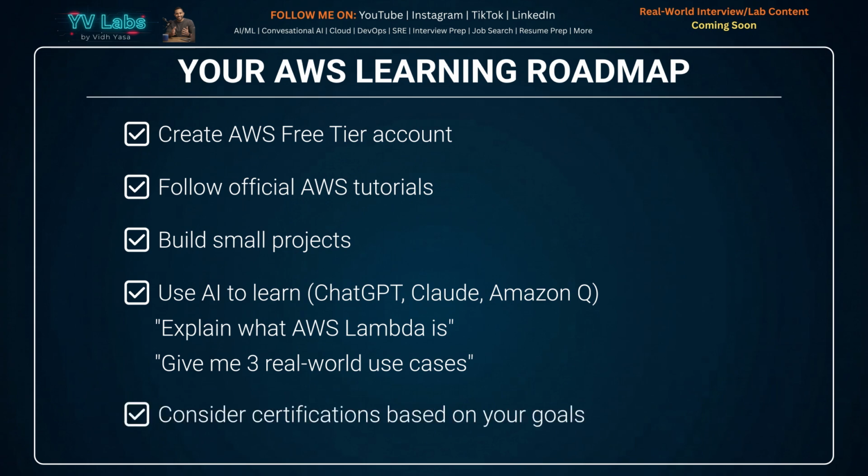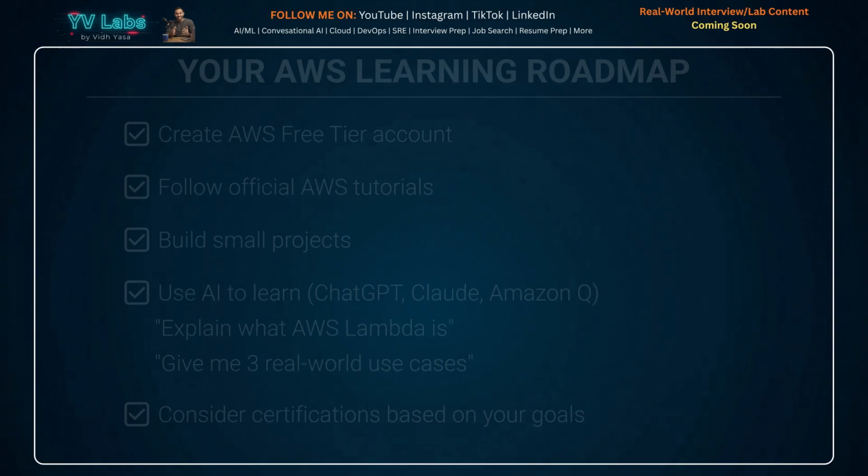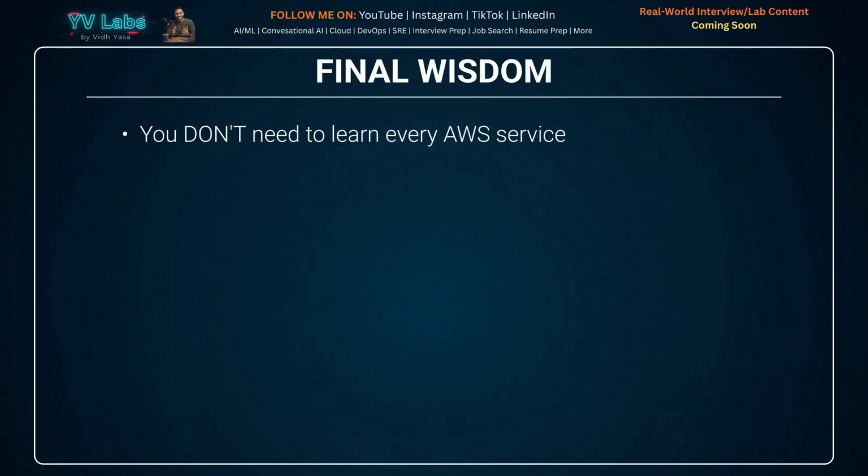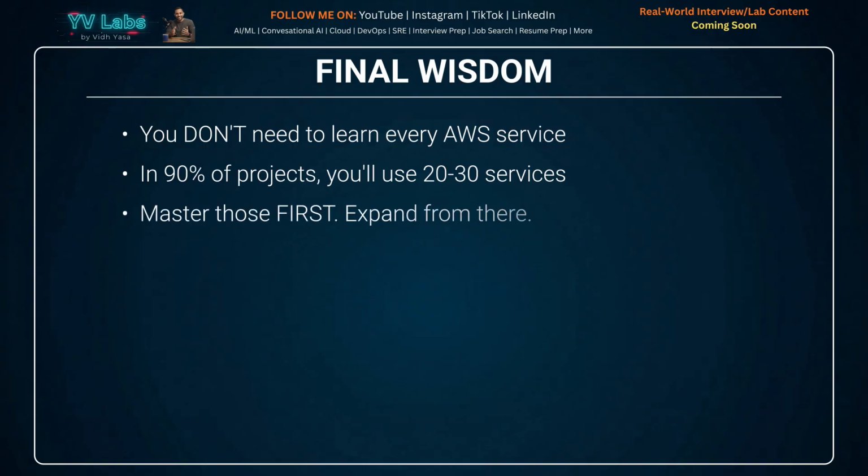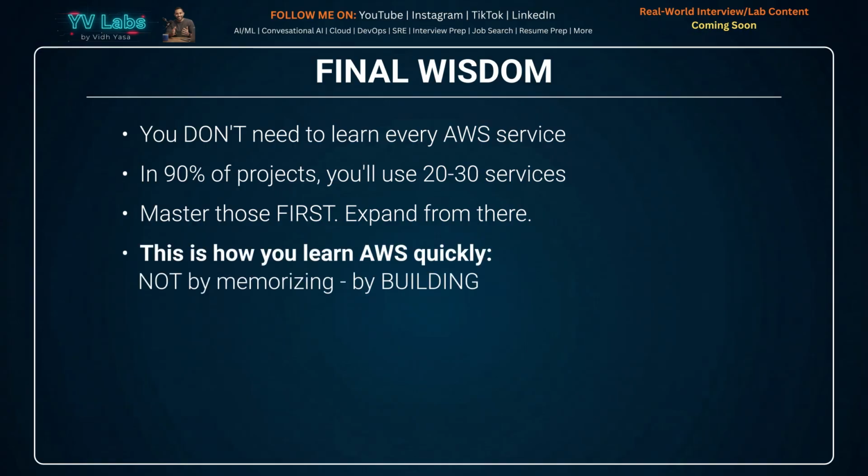Finally, consider certifications as per your interest. But most important, and the final note, you don't need to learn everything. Focus on the ones that matter. In 90% of the projects, you will use maybe 20 to 30 services. Master those first, then expand from there. Remember, you don't need to learn every single AWS service. This is how you learn AWS quickly.